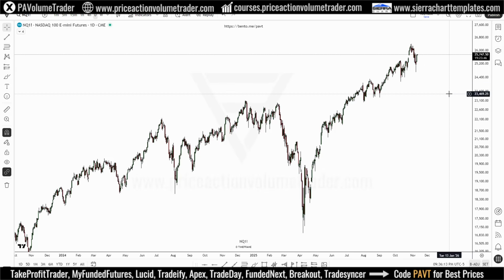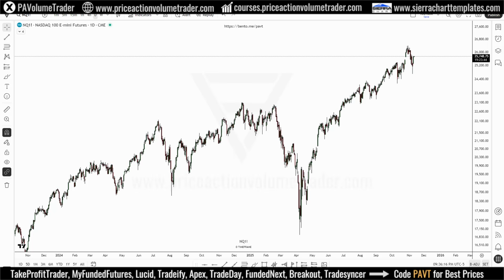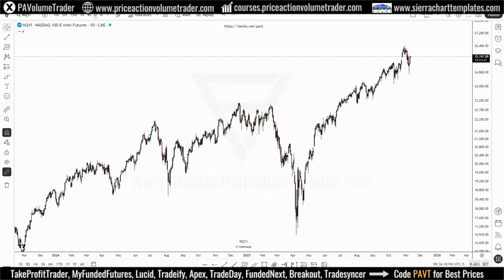Let me take this off. Okay, so here is exactly what I was talking about in terms of looking to the left. We have a very, very significant level right over here, as you can see. Big resistance, huge downtrend, and then the breakout retest, and then we're at near all-time highs, okay?